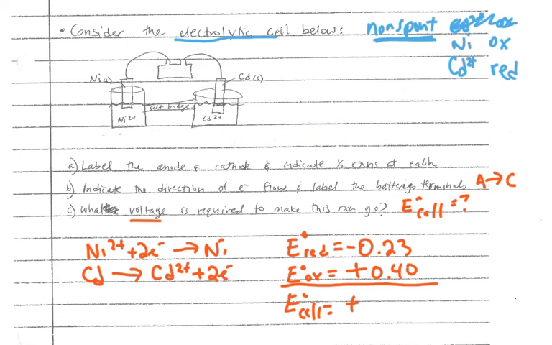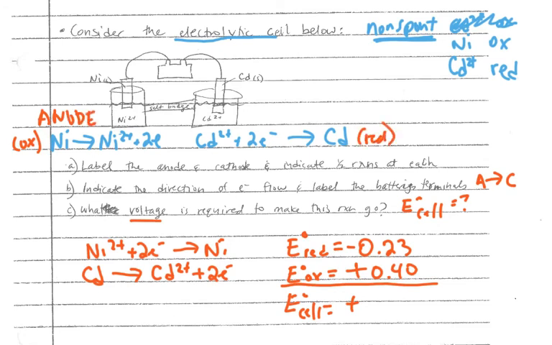All right, means that the cadmium is the one being reduced. So here, cadmium 2 plus, 2 electrons is forming cadmium solid, and the nickel is being oxidized. So the nickel is losing 2 electrons. All right, which means oxidation. This is the oxidation reaction, so this is the anode. This is the reduction reaction, so this is the cathode.